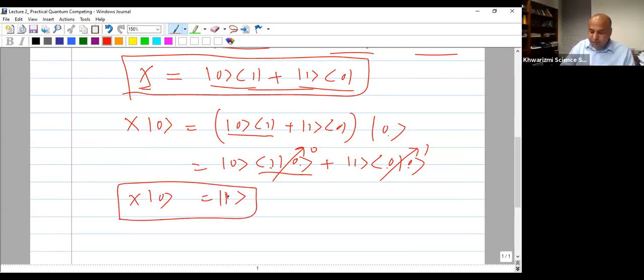Okay, so because this is written nicely in a way that 0 is on the left and 1 on the right, and 1 on the left and 0 on the right. So if 0 comes from the right, 0 multiplies with 0 and gets 1, so this 1 comes here. And 0 multiplies with 1, it is 0 because they are orthogonal, so this part goes away. Similarly, if I bring the 1 state from the right, 1 into 0 would be 0, so this will go away and we will get 0.